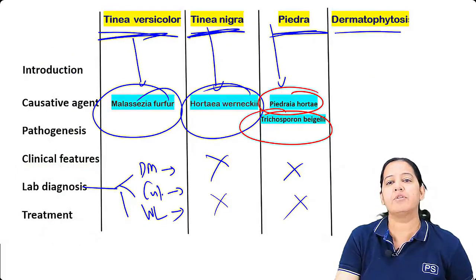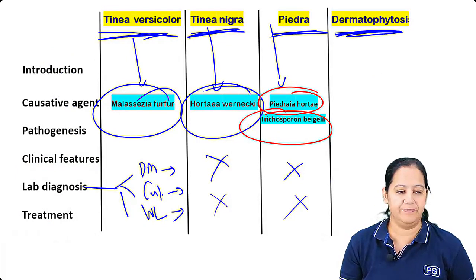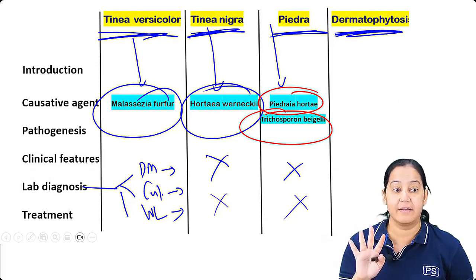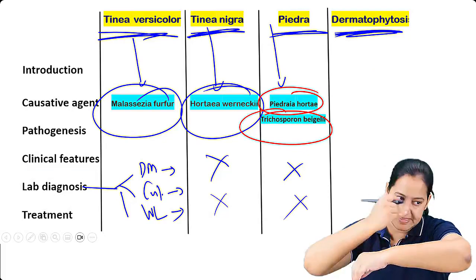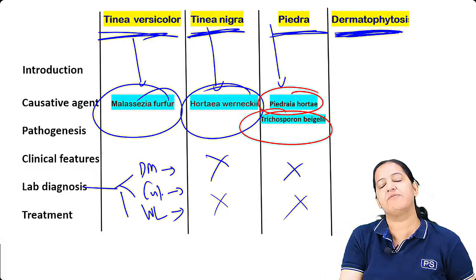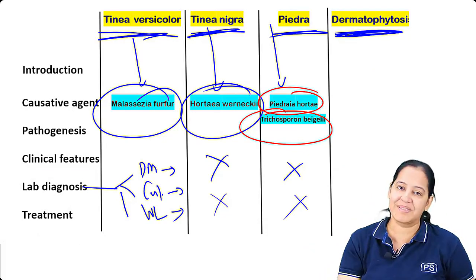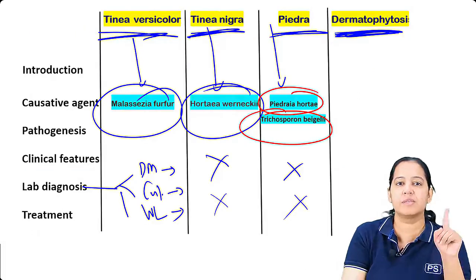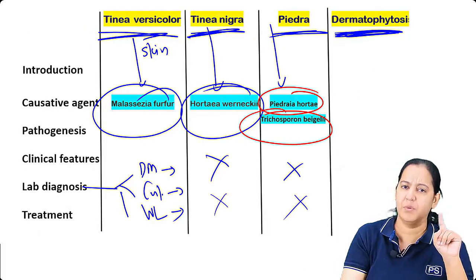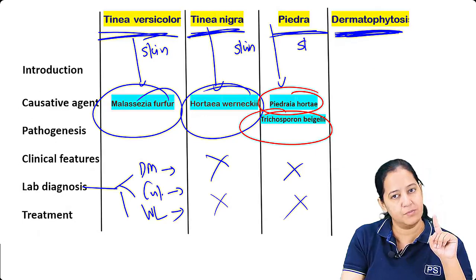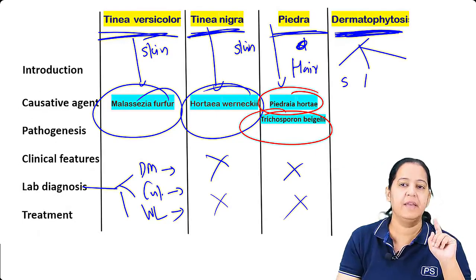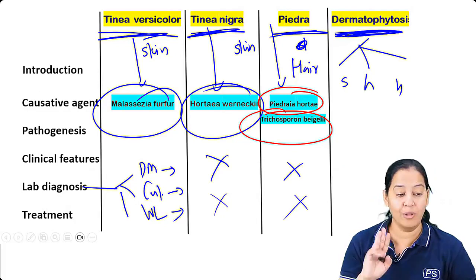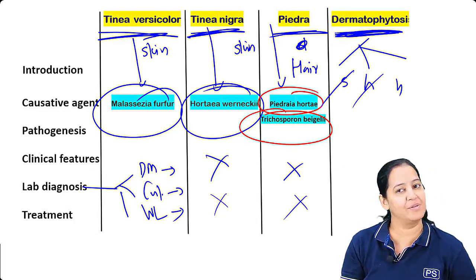Anyways, coming on the fourth one, dermatophytosis. So can we go on to the next one? Dermatophytosis, the fourth and the last disease here in the superficial. After superficial, we will come on to subcutaneous. So superficial means the fourth and the last fungus is dermatophytosis. So this was a disease of skin. This was also a disease of skin. This was a disease of hair. This causes all three diseases: skin, hair, nail. Skin is also there, hair is also there, nail is also there.